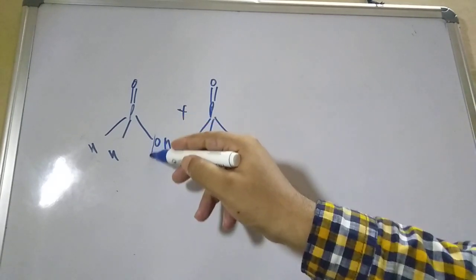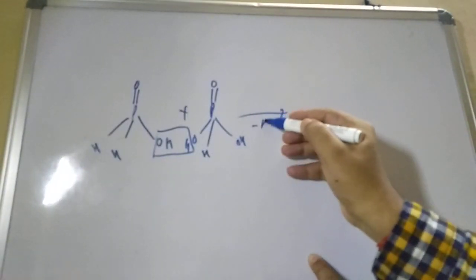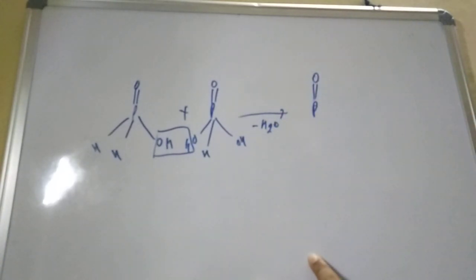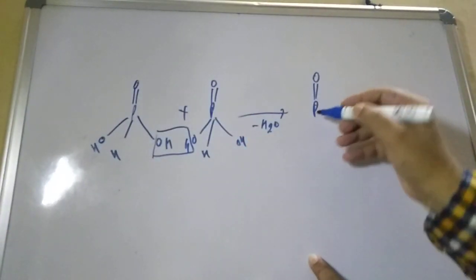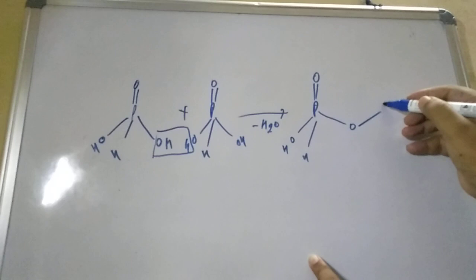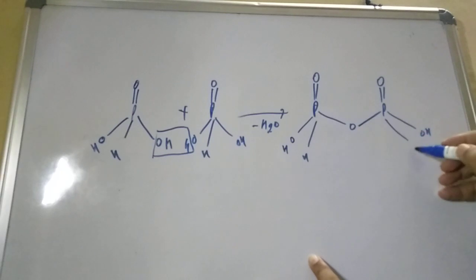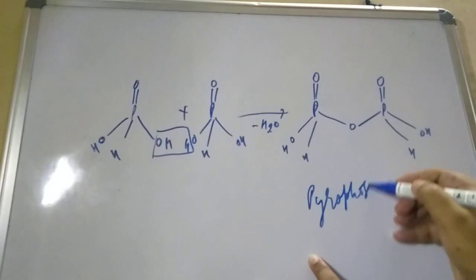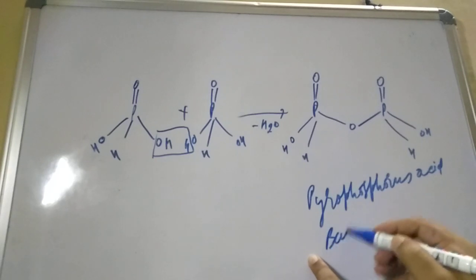Now you see from this molecule we are going to remove the water molecule. If you are removing the water molecule, what structure are you going to get? Here is P double bond O. Here also one OH group will be there, 2 OH groups are there. So here will be OH, then H, here is oxygen, here is again phosphorus double bond O, here is OH and here is H. This structure is known as pyrophosphorus acid.